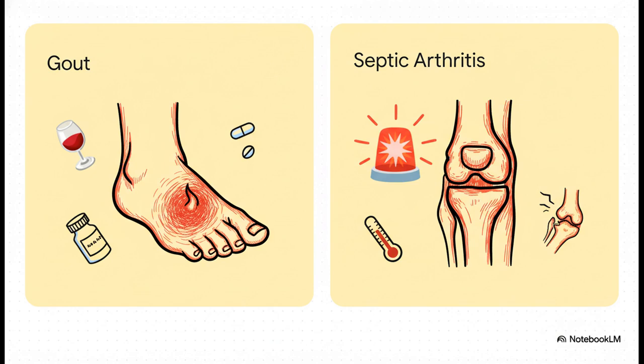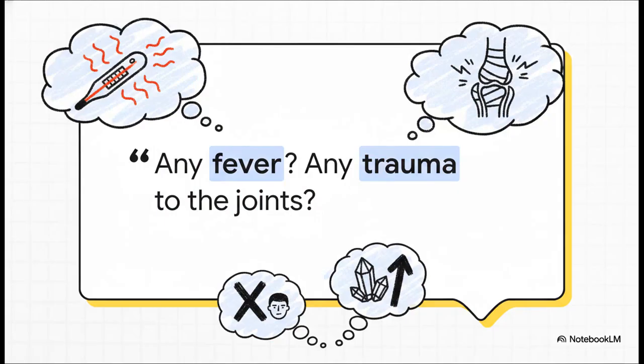So the crucial point here is telling these two apart. Septic arthritis is a medical emergency. The key things you have to ask about are systemic symptoms, specifically fever, and any history of recent trauma to that joint. These two questions are mandatory. A simple, direct, any fever, followed by any trauma to the joints, will give you the answers you need. In this scenario, the patient's going to say no to both, which makes septic arthritis way less likely and really strengthens your suspicion of gout.